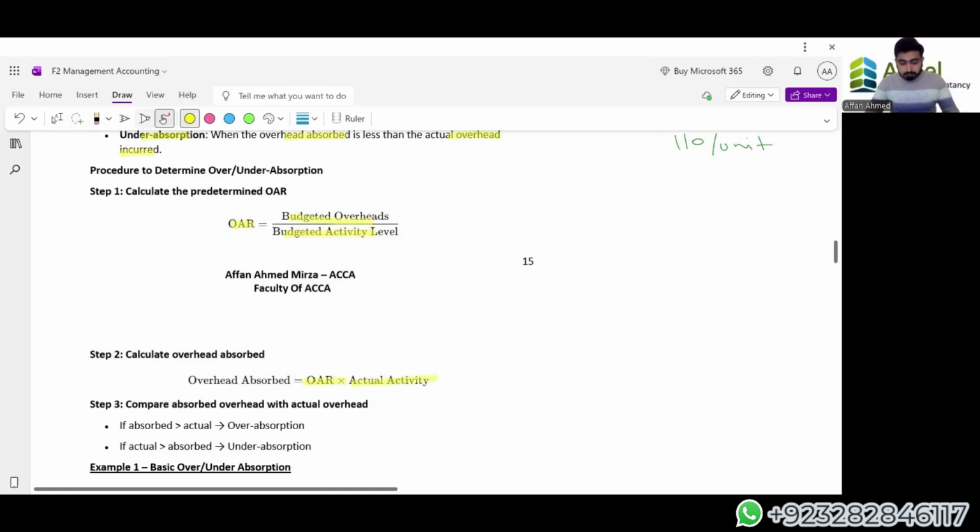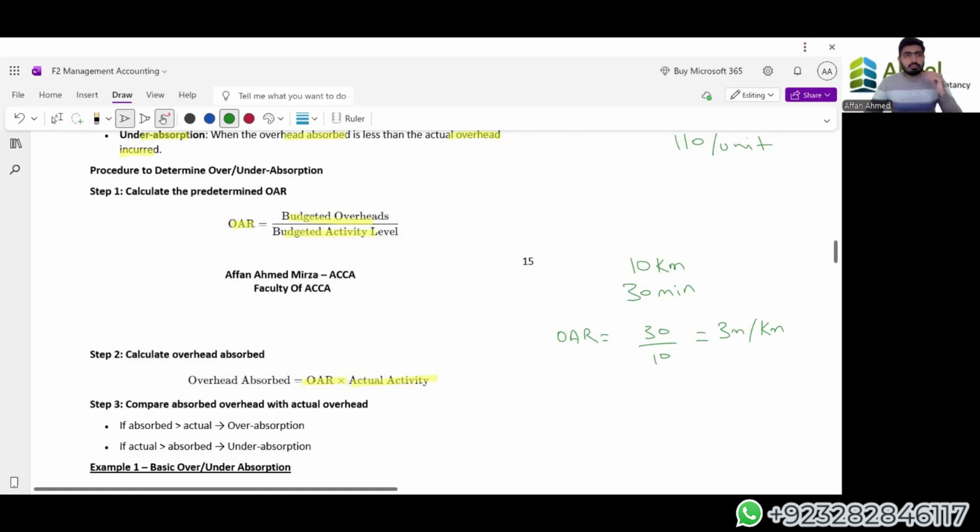Okay. Now, let's say you are traveling from your home to the airport, and you assume that the airport is approximately 30 minutes away, or we can say 10 kilometers away. You say that the airport is 10 kilometers away and the budgeted time is 30 minutes. So can I reasonably say that my OAR in this situation will be 3 minutes per kilometer? Yes. Is it reasonable? Yes, it is.